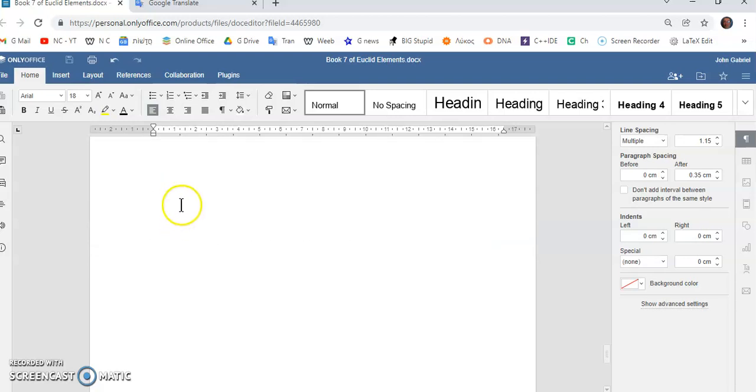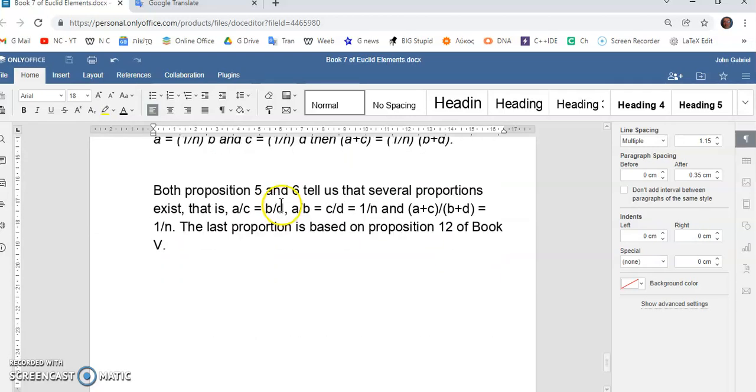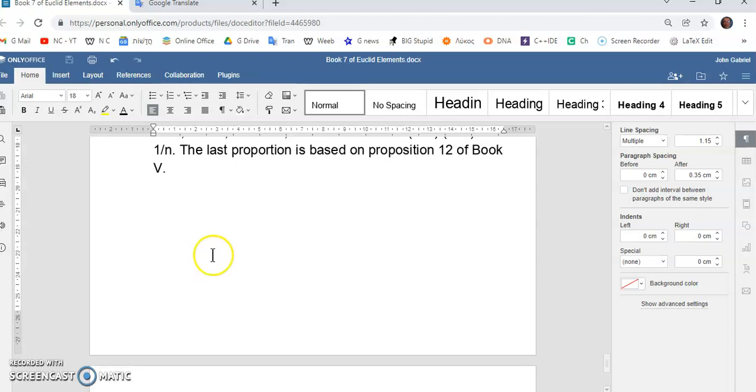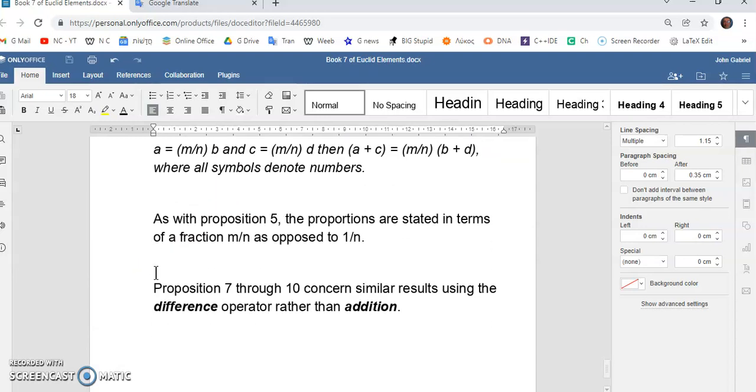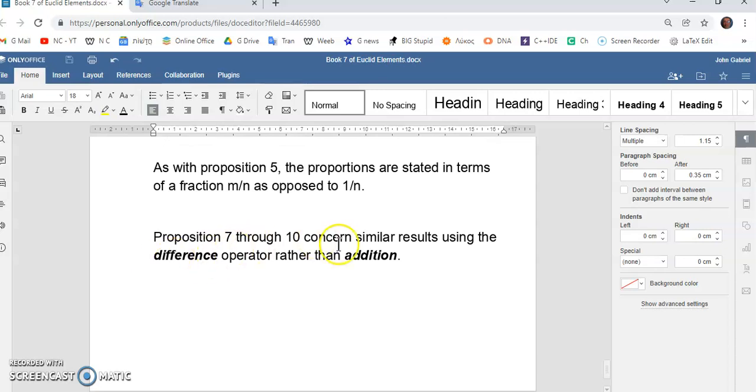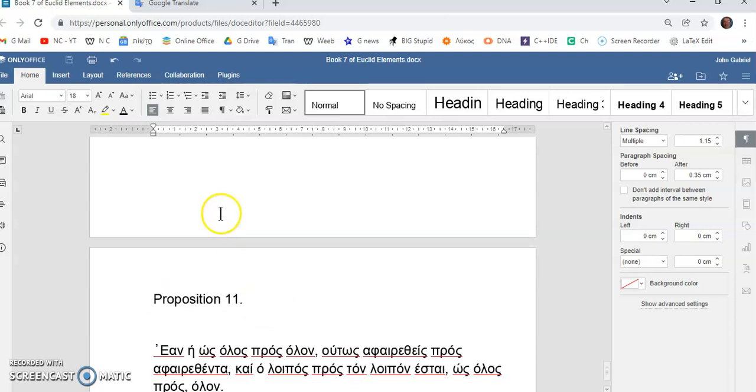All right, so propositions 5 and 6 are basically telling us that several proportions exist, and they're not very difficult to understand because they're being covered in book 5 with magnitudes, not with numbers. So proposition 6 again, propositions 7 through 10 concern similar results using the difference operator rather than the addition operator.